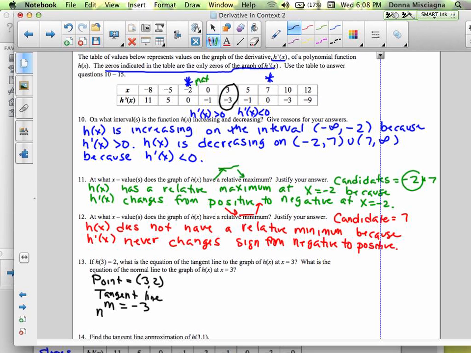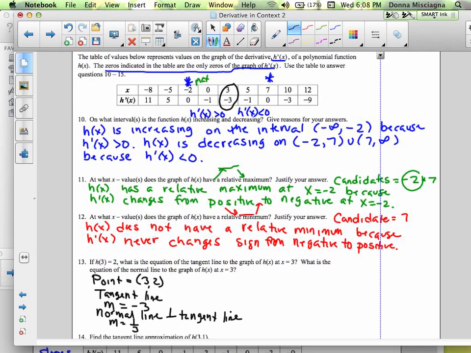The normal line is perpendicular to the tangent line. And we know perpendicular lines have slopes that are negative reciprocals. So if the slope of the tangent line is negative 3, the slope of the normal line is positive 1/3. I wrote 1/3, I should say 1/3.